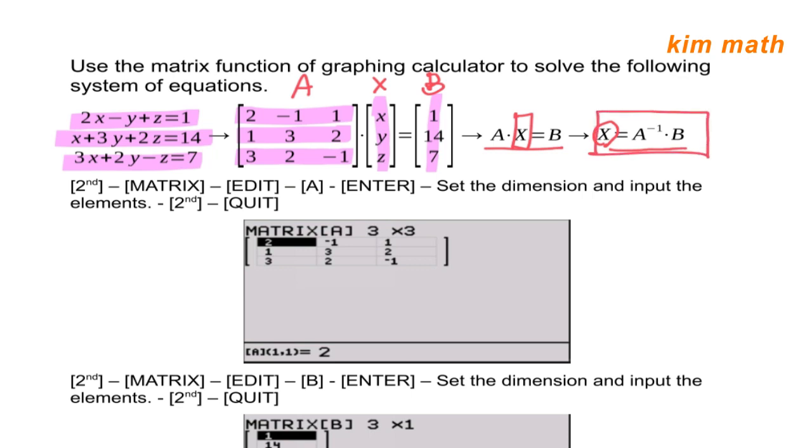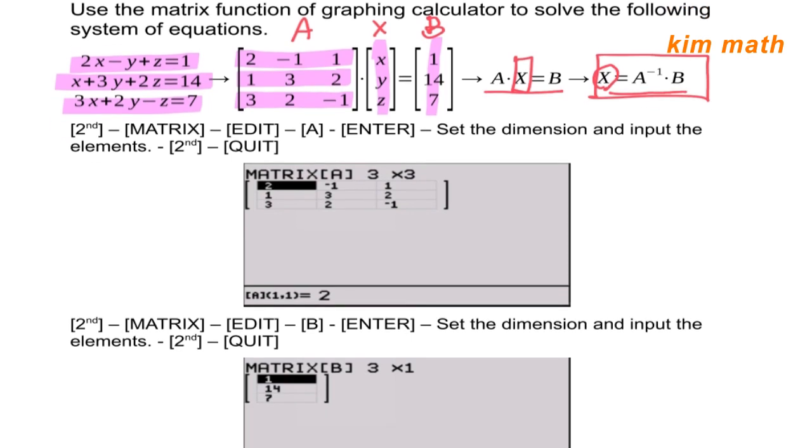Okay, first step, call matrix first, and in edit mode, we will choose A, the name, and set the dimension here 3 by 3, and input the elements. In this case, you can see 9 numbers. You can input these 9 numbers.